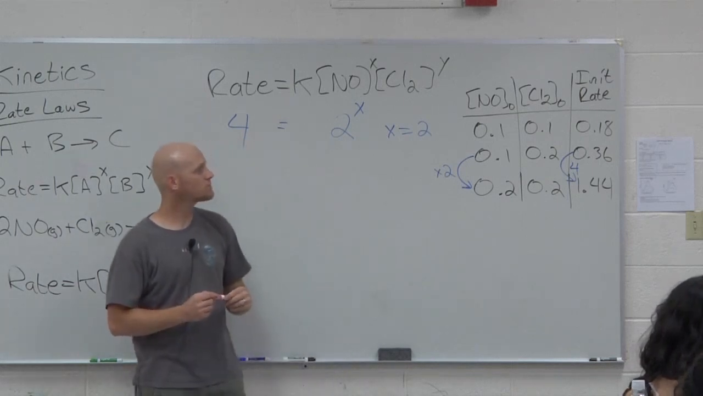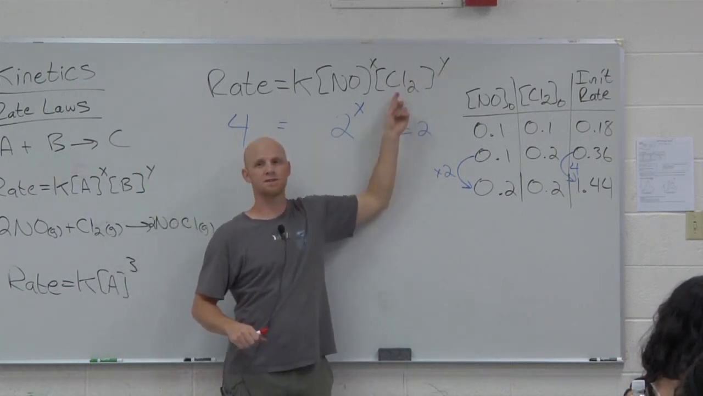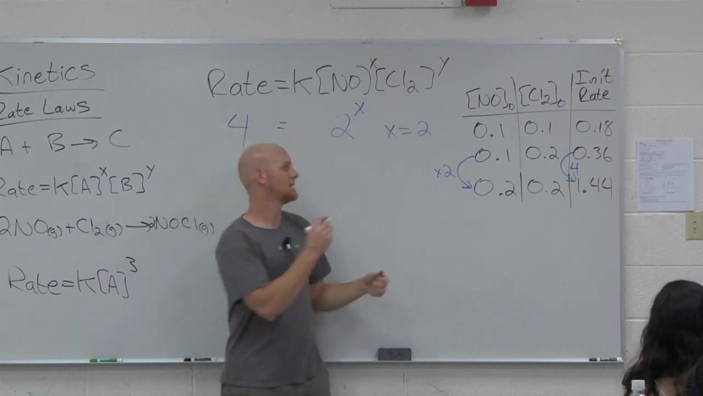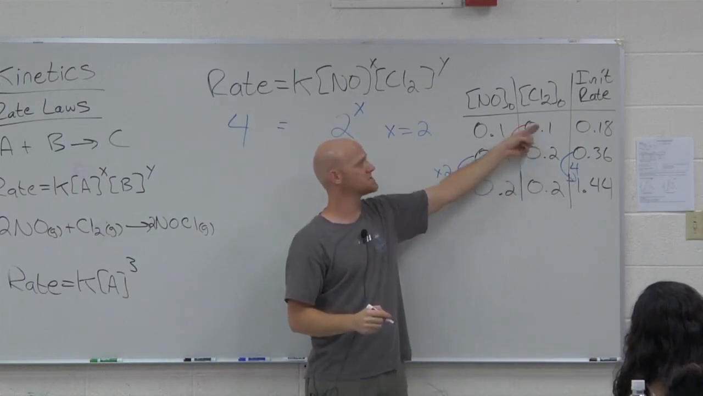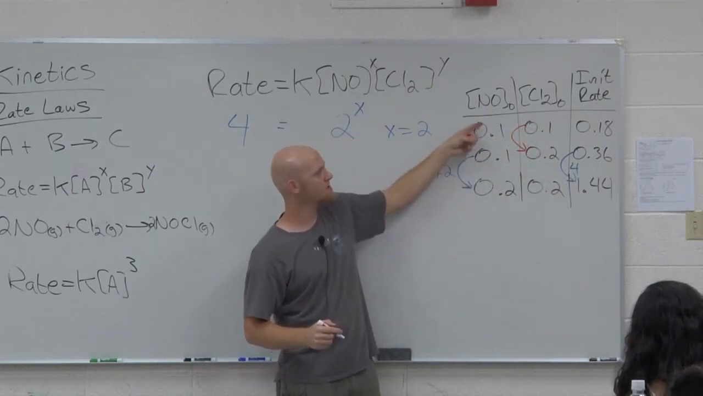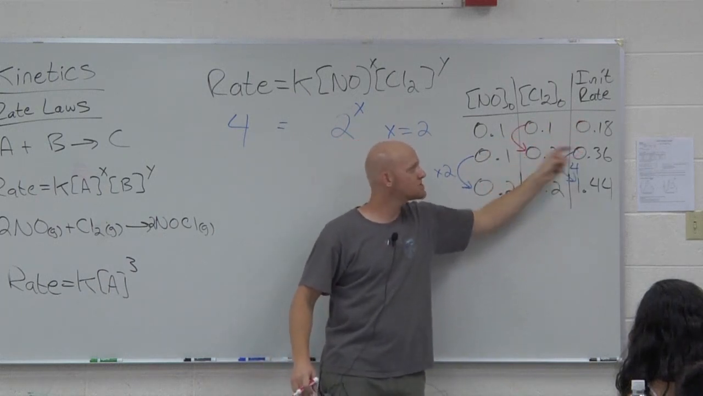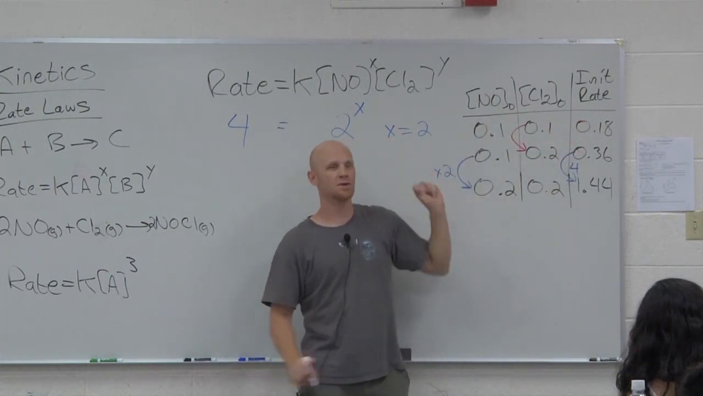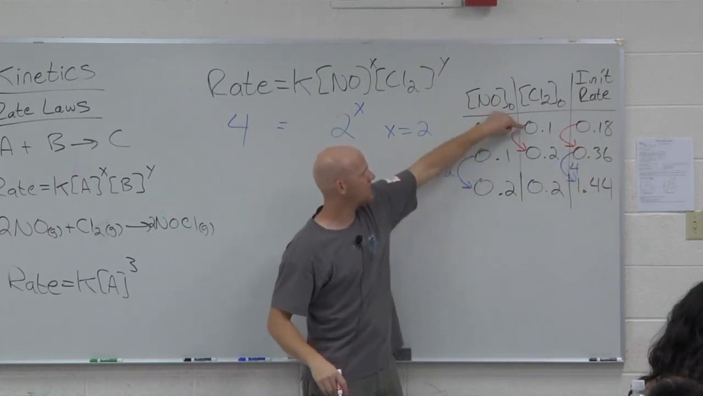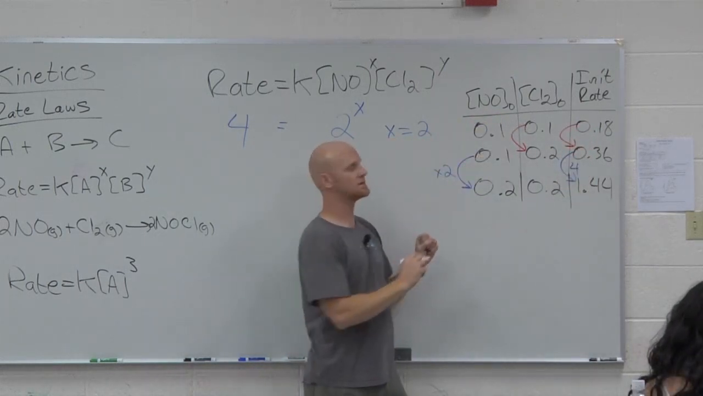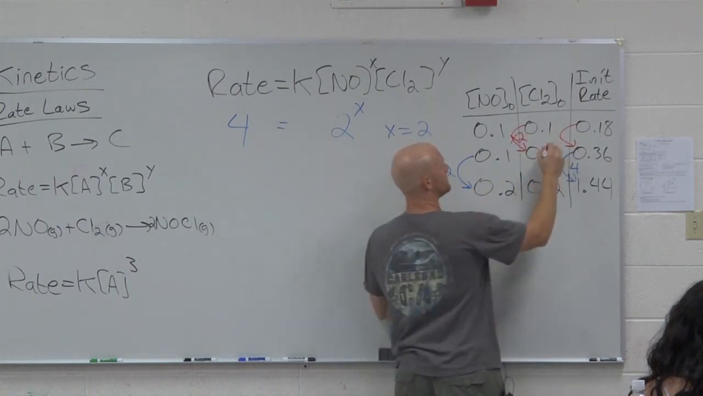Cool. So what 2 trials should I compare to find the order with respect to Cl2? Awesome. We'll look at the first and second. In this case, it's only Cl2's concentration that's changing. NO concentration remains constant. And since only Cl2's concentration changes, if the rate changed, Cl2 is responsible. Did the rate change? Yeah. So in this case, by what factor did we increase the concentration of Cl2? Good. Again, times 2.